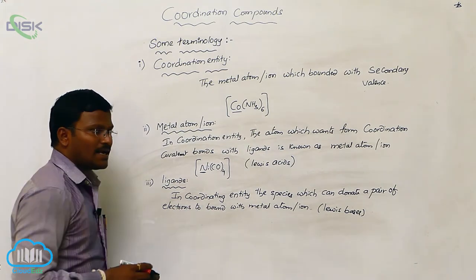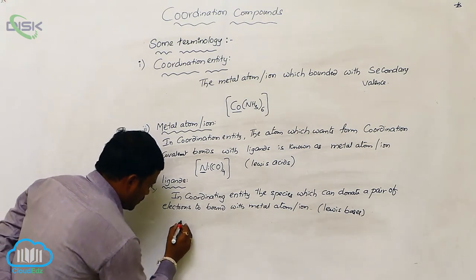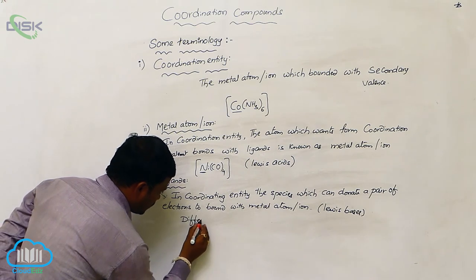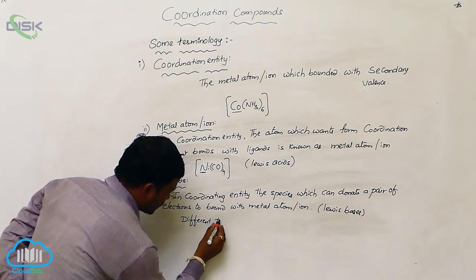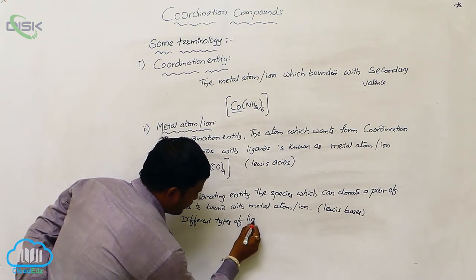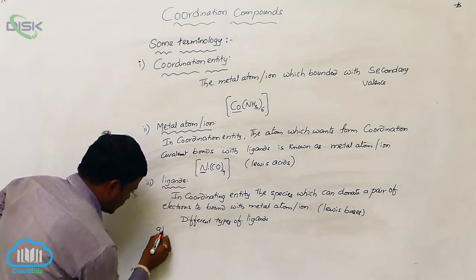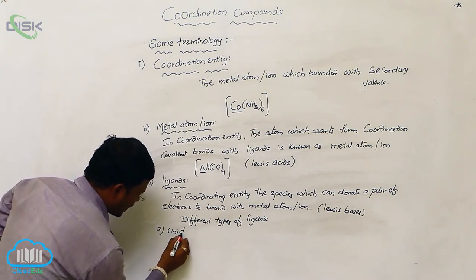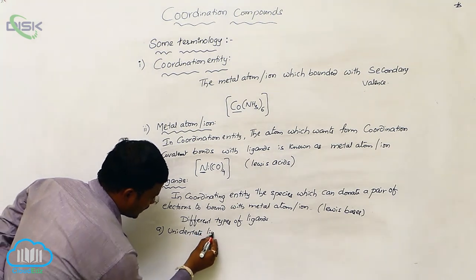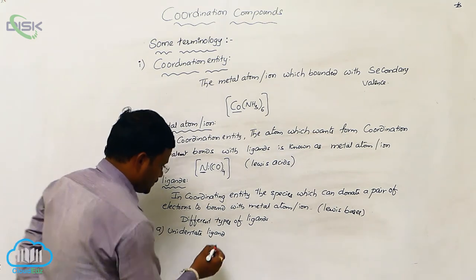Again, the ligands are of two or more types. Different types of ligands are possible. What are the different types of ligands? Number one, unidentate ligand. So what are unidentate ligands?